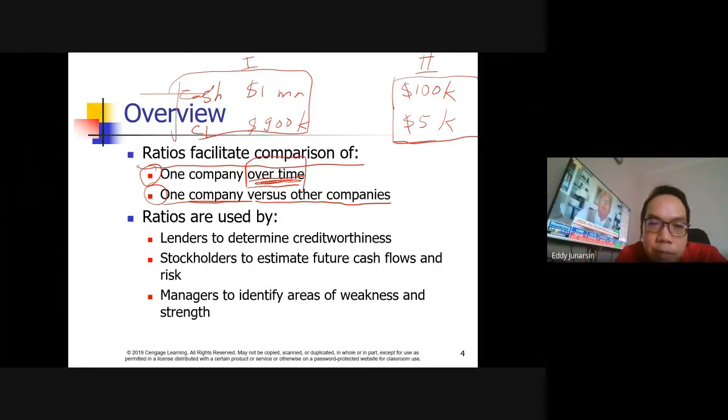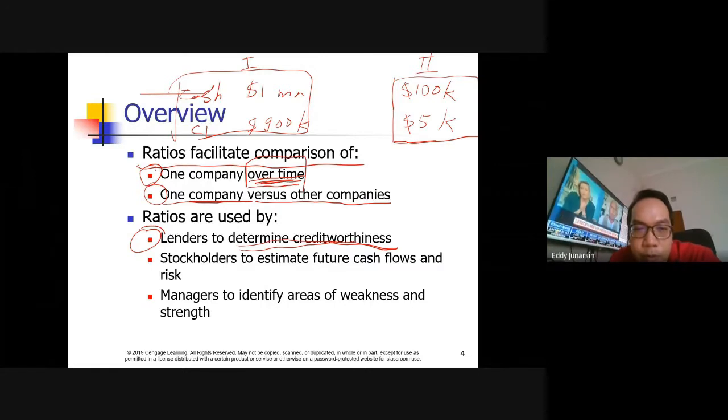So ratios can be used by lenders to determine credit worthiness. Of course, right? Imagine that you are a bank. If you are a bank and one particular company comes to you to send a borrowing proposal, then you have to assess, and one of the simplest indicators would be financial ratios shown by the firm. So determine credit worthiness, whether the firm is worth lending, right? So we want to find credit worthiness.